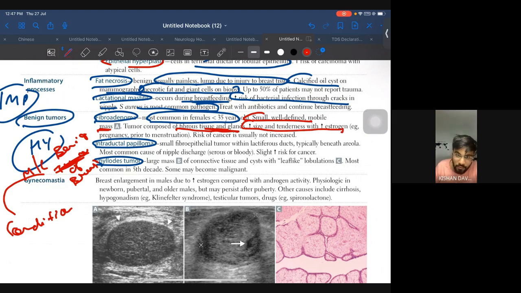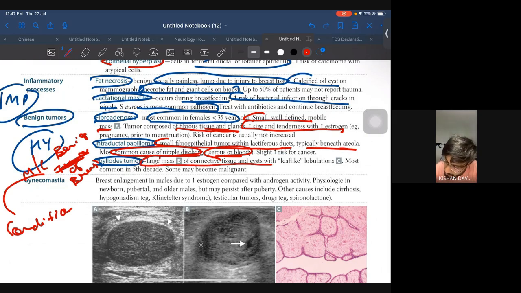Okay, coming to intraductal papilloma, small fibroepithelial tumor within lactiferous duct, typically beneath the areola. Okay, most common cause of nipple discharge, serous or bloody. Serous or bloody is important. Okay, most common cause of nipple discharge is also important. Coming to Phyllodes tumor, large mass of connective tissue and cysts with leaf-like lobulation. Most common in the fifth decade, some may become malignant. Okay, so these three are very important.